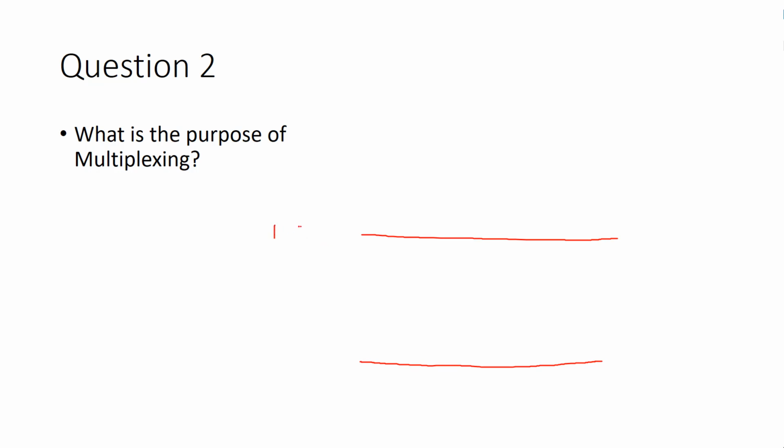So if we have between 5 Hertz and 10 Hertz, we may say the first 2 Hertz is for one channel, the next 2 Hertz is for another channel, and then the remaining 1 Hertz is for a different channel. Multiplexing allows us to break it up so that we can share one media.